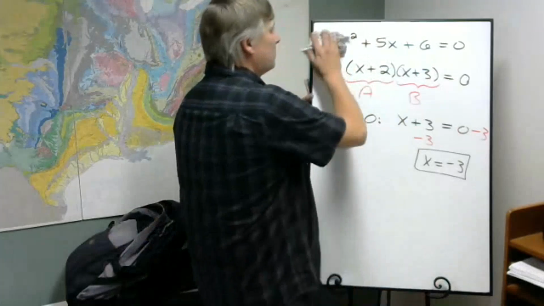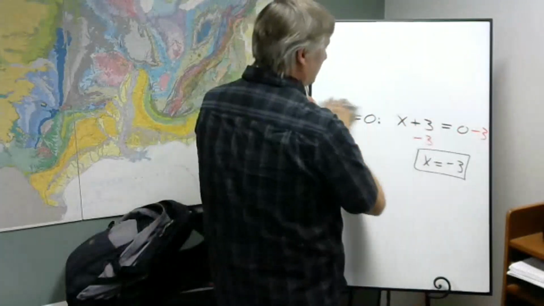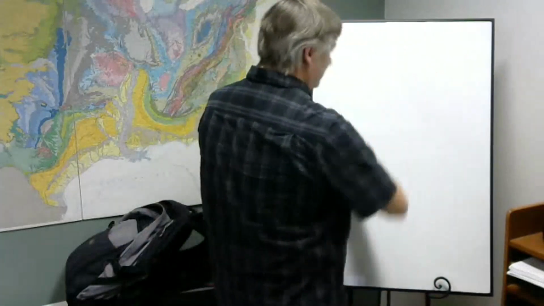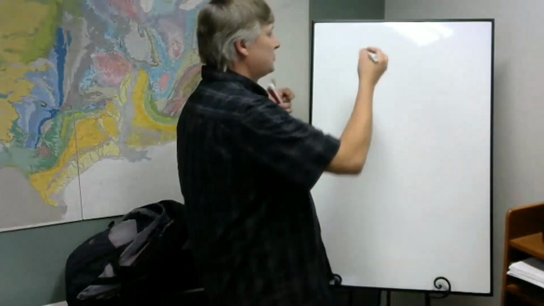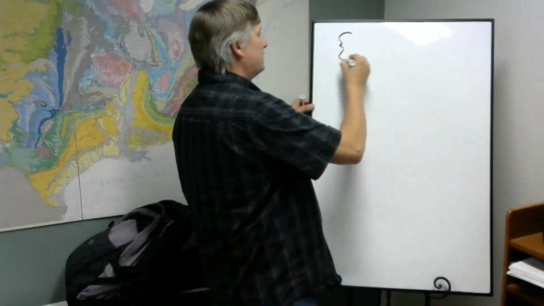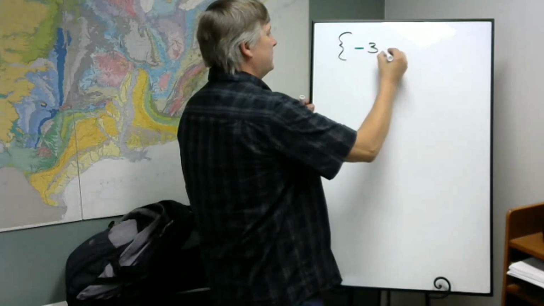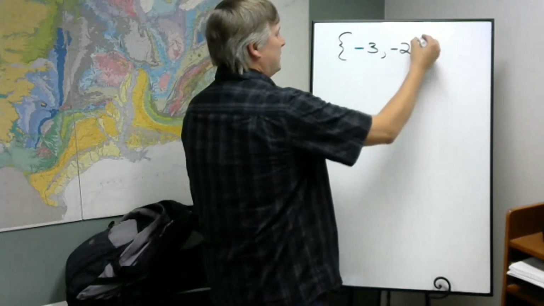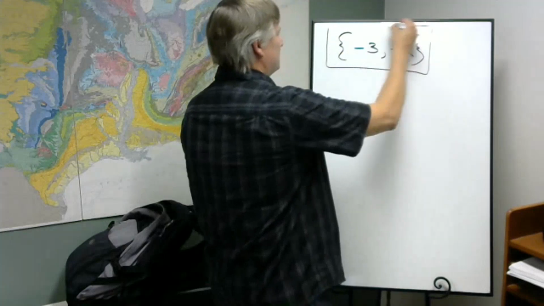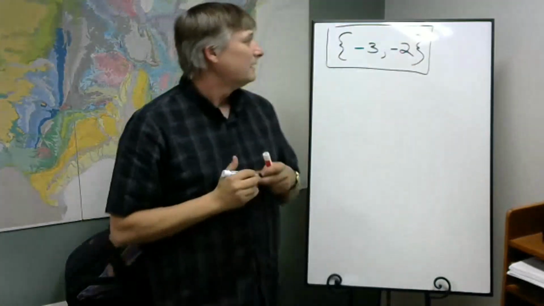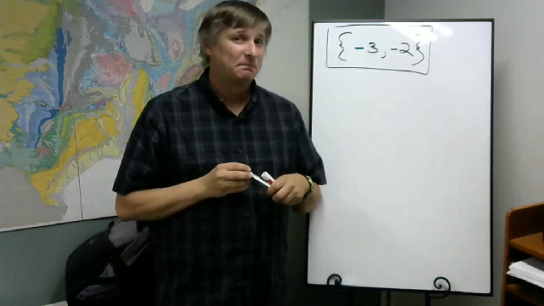Now, what the book's going to want you to do, what the homework assignments are going to want you to do, is enter these answers as a set. So our solution will be the set containing negative 3 and negative 2. And that's going to be your answer.